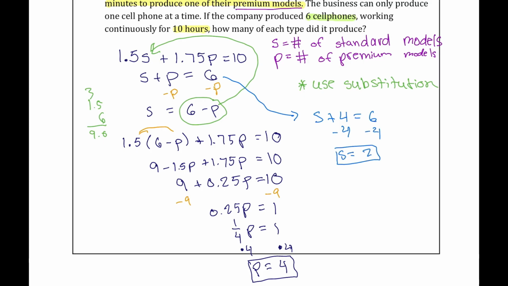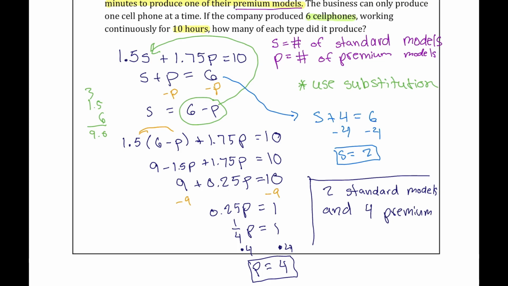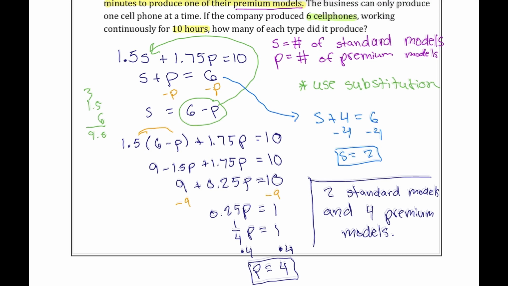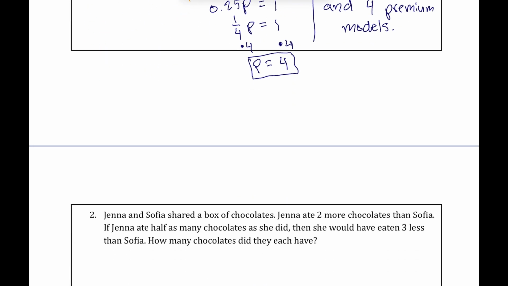So the very last thing we need to do is answer the question in context. The question that we're being asked is how many of each type were produced. Well, now we know that there were 2 standard models and 4 premium models. And so that is our final answer in context. Let's look at another example.